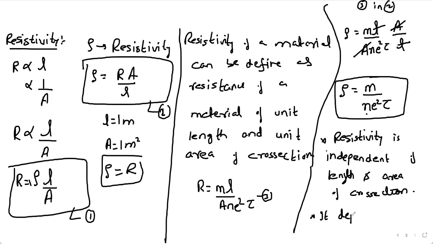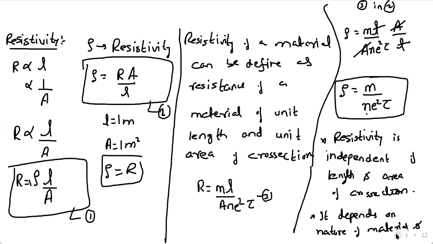It depends on nature of material and relaxation time. So these are the factors on which resistivity depends. It does not depend on length and area of cross section. It depends on nature of material and relaxation time.